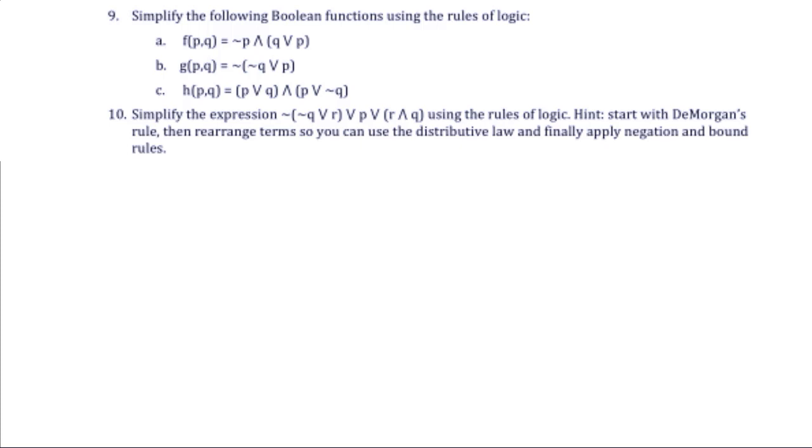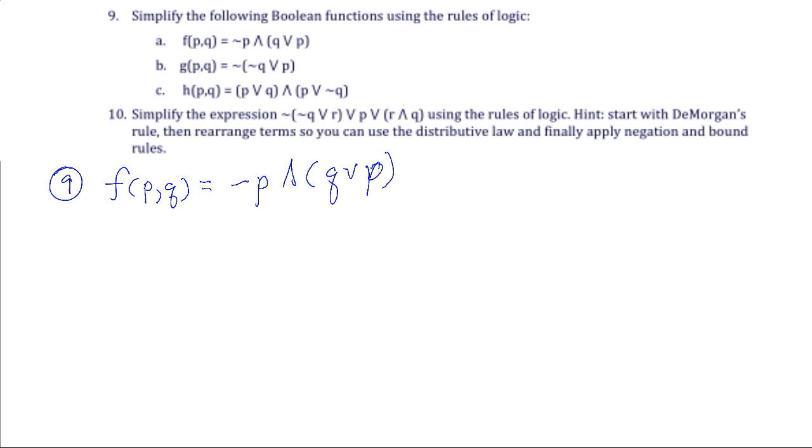Okay, in this video I am going to do problems 9 and 10 from homework number 1, and I will start with 9. It says to simplify the following Boolean functions using the rules of logic. So I'll start with part A here, f of p and q. Let's write this down. F of p and q is equal to not p and q or p.